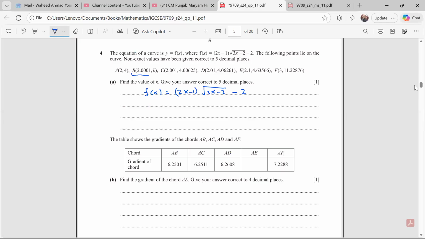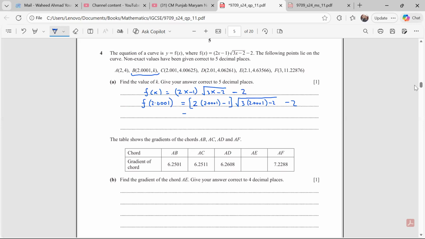So look at this point. When x is 2.0001, we need to find the value of y. So the value of the function when x is 2.0001. Okay, so this is a calculator job. I just plugged in the numbers. 2 times 2.0001 minus 1, and this whole thing multiplies with 3 times 2.0001 minus 2. Okay, and then subtract 2 from it.